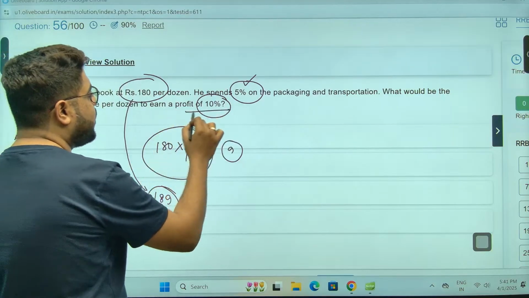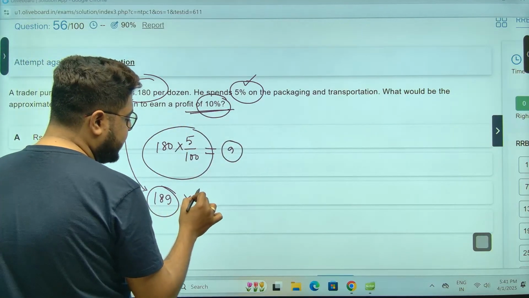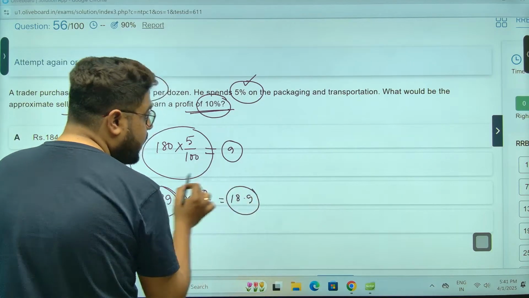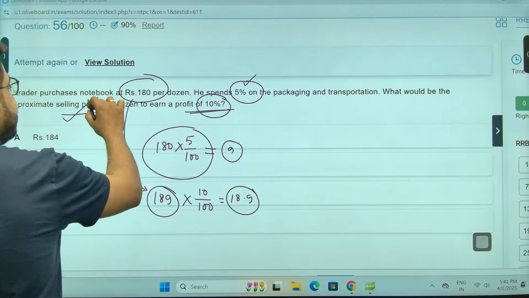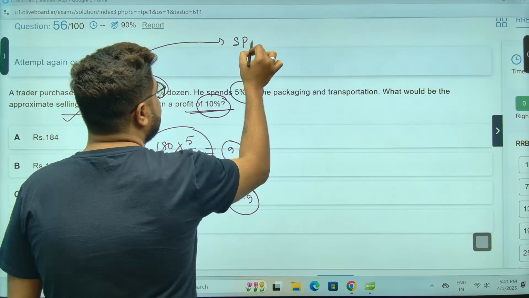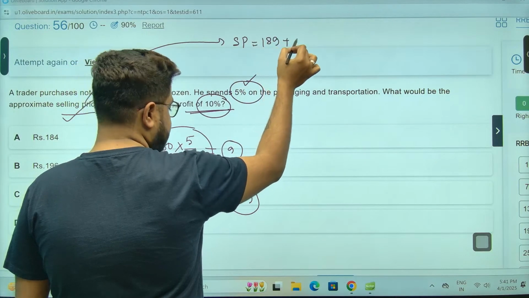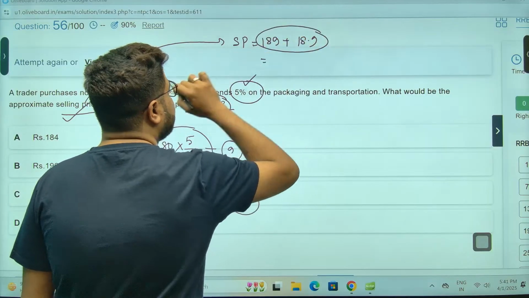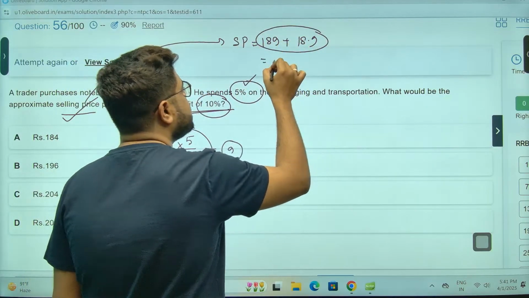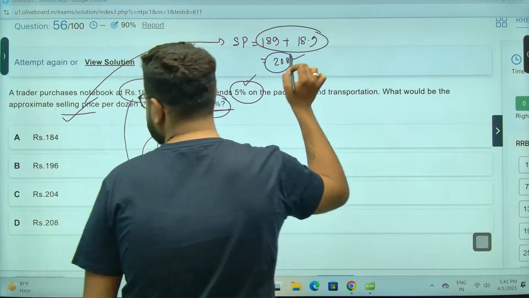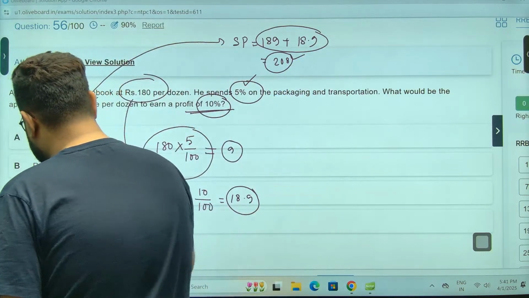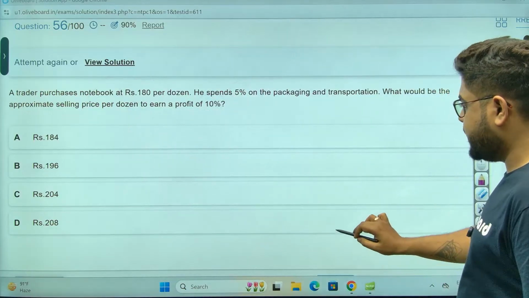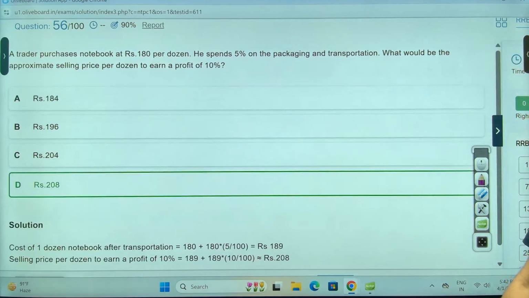Now he wants to make a profit of 10%. Meaning 10% profit is 18.9 rupees. Sir, what will be the approximate selling price? SP will be 189 CP plus the profit of 18.9, almost 19 rupees. 189 plus 20 is 209, so about 208 rupees approximately. Option D is the correct answer, sir.